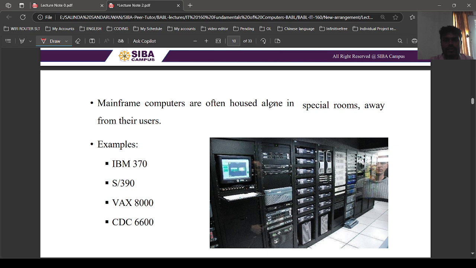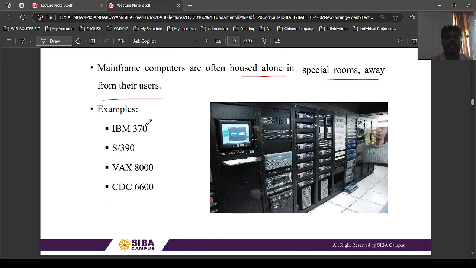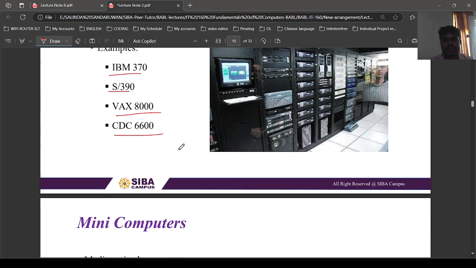Mainframe computers are often housed in special rooms away from their users. It's true. It's for security, maintenance, and accessibility. Examples: IBM 370, S390, VAX 8000, CDC 6600.